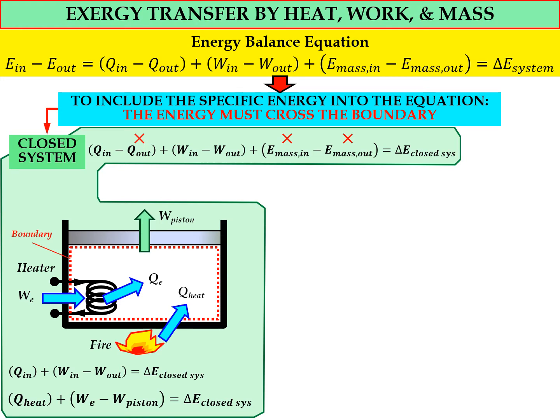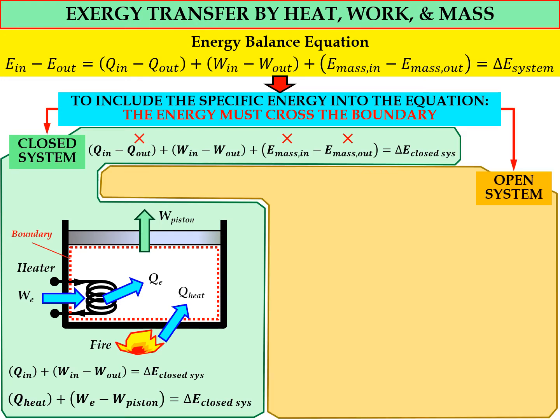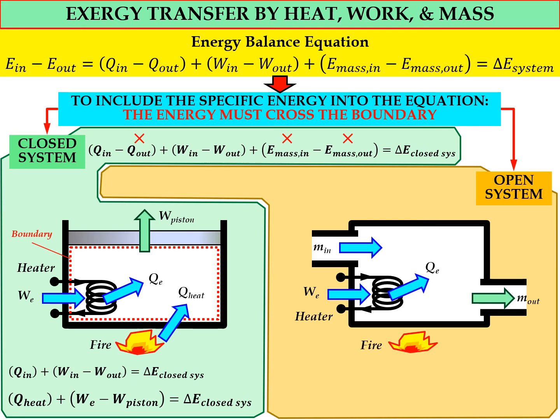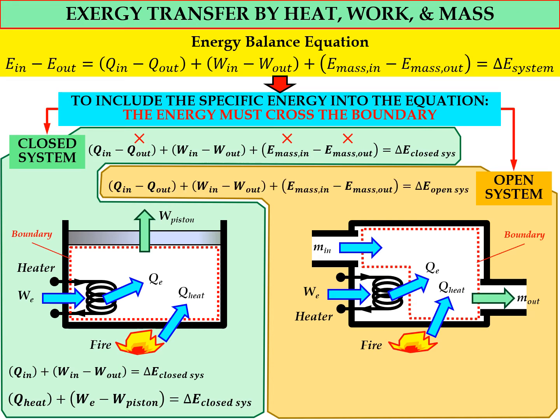As you can see here, there are three energies crossing the boundary. First is the electric heater, and then the heat, and another one is the work done to the environment by the piston. Now we look into the open system. Let's say we have a chamber, we have a mass flow rate in and mass out. We still have the electric heater, which is work from the electricity, and it generates QE, and the fire also crosses the boundary by Q heat. The red dotted rectangle is the boundary of the system.